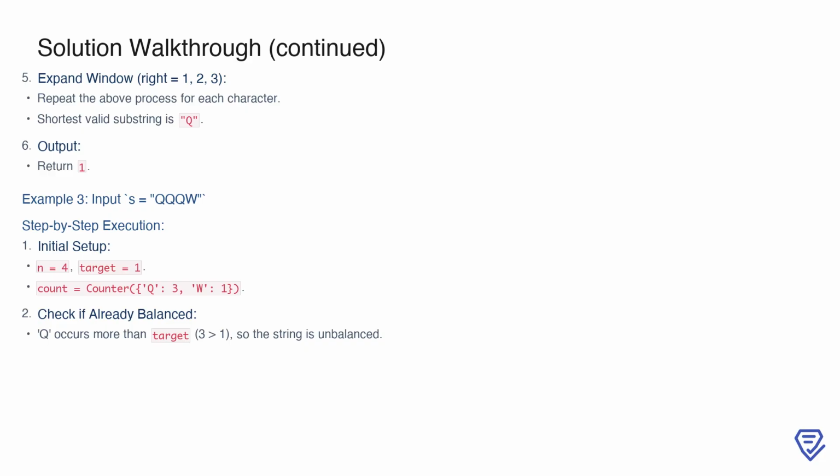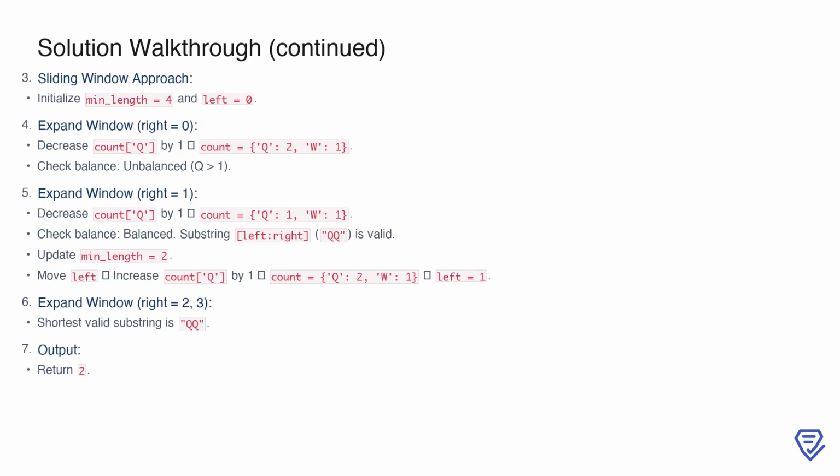Moving to example 3, we now consider the input string QQQW. Again, we start with the initial setup, the length of the string is 4, and the target frequency is 1. The frequency count reveals that Q occurs 3 times, while W occurs once. Since Q greatly exceeds the target, the string is unbalanced, and we proceed with the sliding window approach.